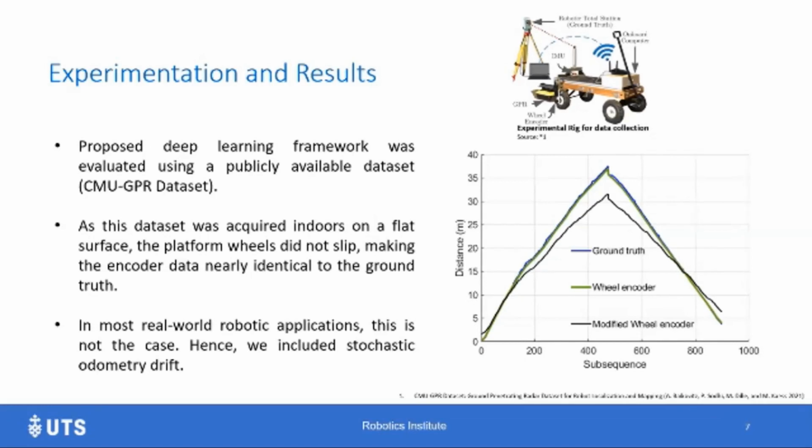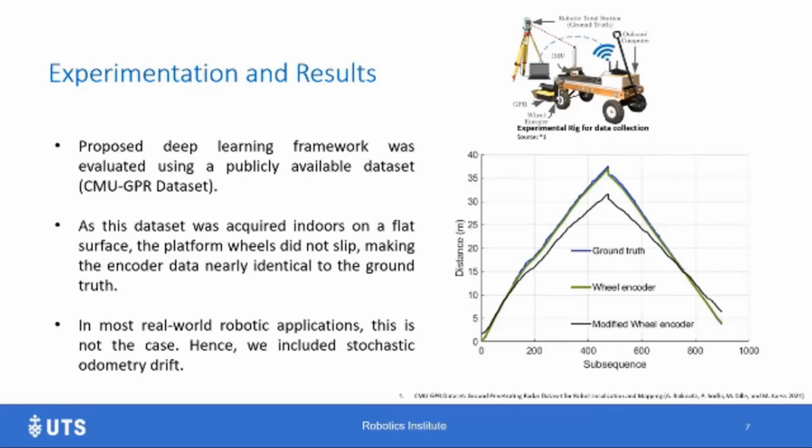A robotic total station was also used to obtain the 2D ground truth location of the rig as it was moved along different trajectories. As this dataset was acquired indoors on a flat surface, the platform wheels did not slip, making the encoder data nearly identical to the ground truth. But in most real-world applications, wheel encoders collect errors as the robot loses wheel contact, causing erroneous readings. So to emulate a realistic wheel encoder, what we did is we included a stochastic odometry drift onto the dataset.